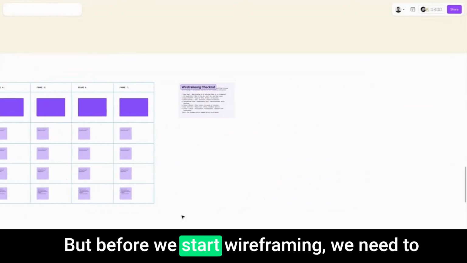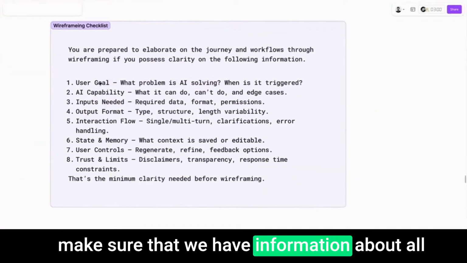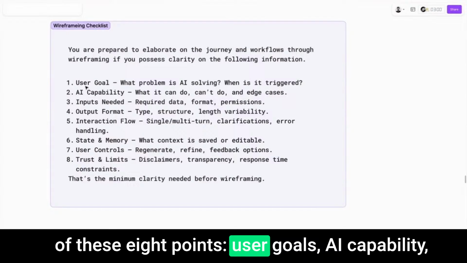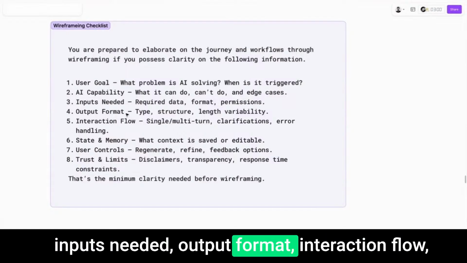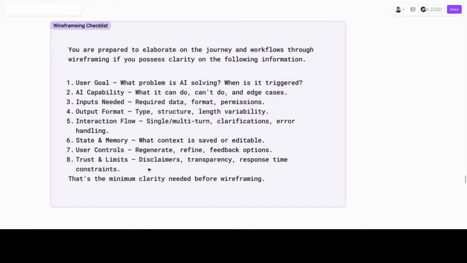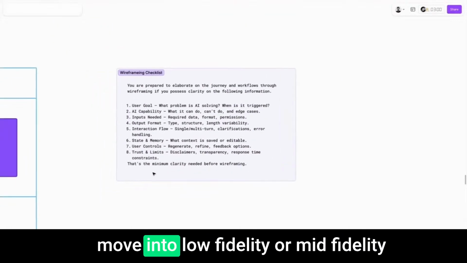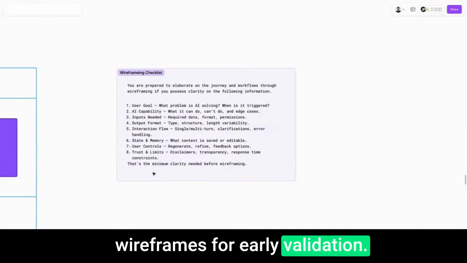But before we start wireframing, we need to make sure that we have information about all of these 8 points: user goals, AI capability, inputs needed, output format, interaction flow, state and memory, user control, trust and limits. At this point, we would have enough clarity to move into low fidelity or mid fidelity wireframes for early validation.